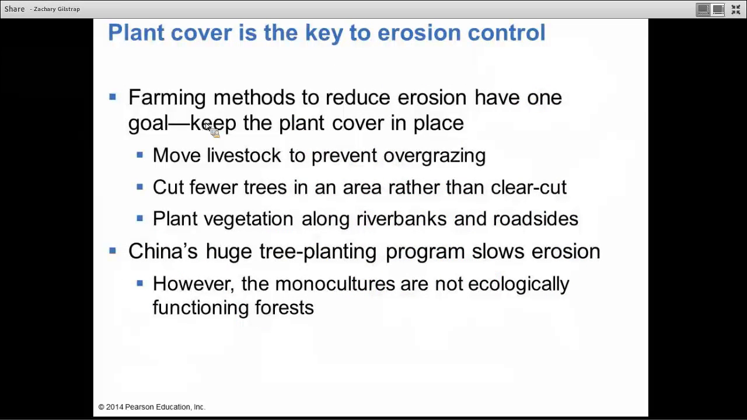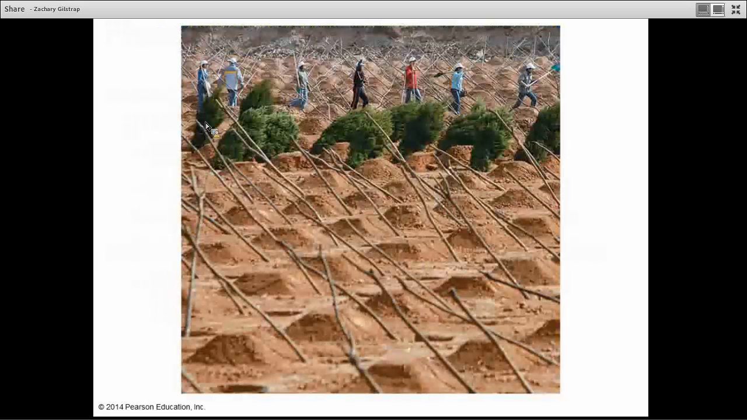Plant cover is a key to erosion control. I've been talking about this a good bit too. Farming methods to reduce erosion have one goal, and that's to keep the plant cover in place. You can move livestock to prevent overgrazing, cut fewer trees in an area rather than clear cut, or plant vegetation along riverbanks and roadsides. China's huge tree planting program slows erosion, and the only real problem with this is they're monocultures of trees and they're not really ecologically functioning forests. And this is a picture.